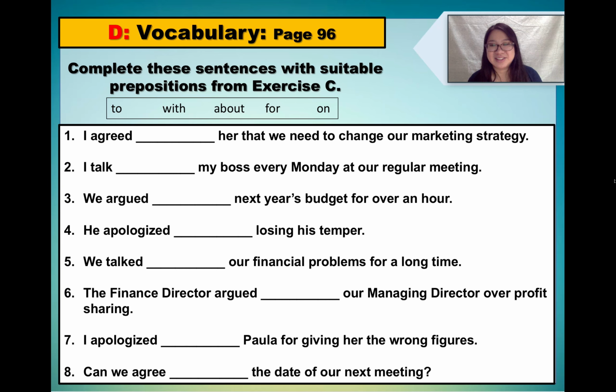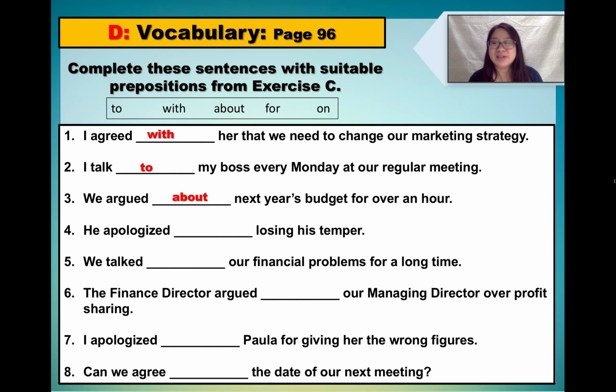Let's check your answers. 1. I agreed with her that we need to change our marketing strategy. Number 2. I talk to my boss every Monday at our regular meeting. Number 3.